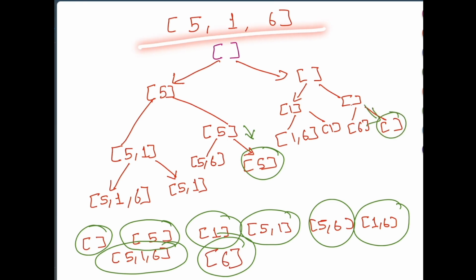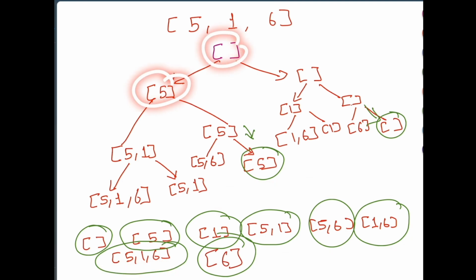And now we have covered all our elements, right? 5, 1 and 6. And we have got all our subsets as well. Now the very important thing to understand is you don't actually need these subsets, but you need the XOR totals of all these subsets. So every time we are getting a new element, we are not actually going to store this element.